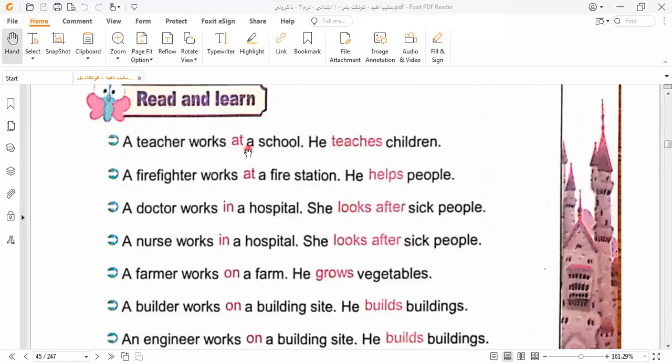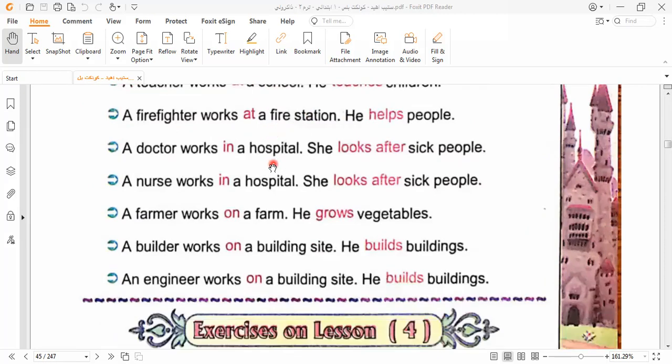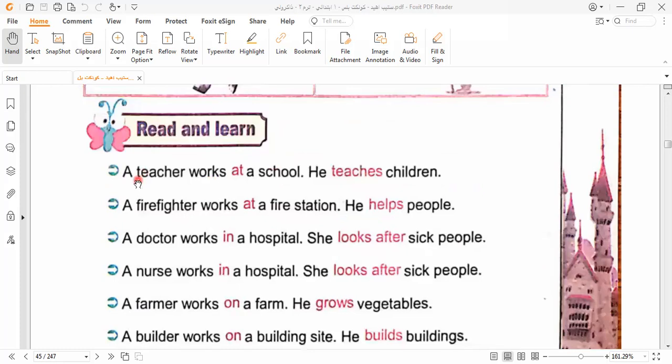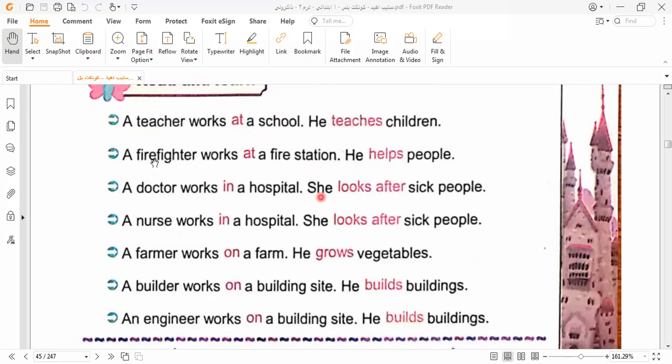A teacher works at school, as we said before in the previous page. I said to you, teacher works at school, firefighter works in a fire station. And this is the practice about what I told you. A teacher works at school. So what's the teacher doing? He teaches children. Let's go to another example. A firefighter works in a fire station. He helps people to fight the fire.